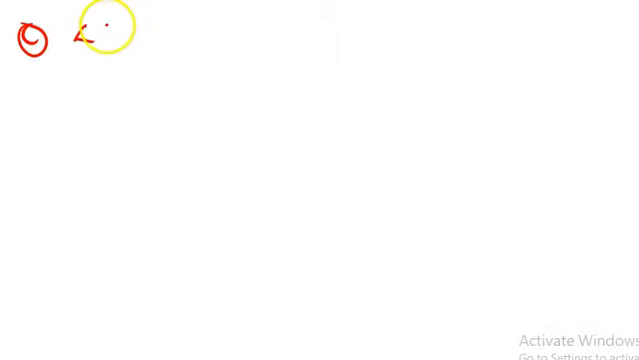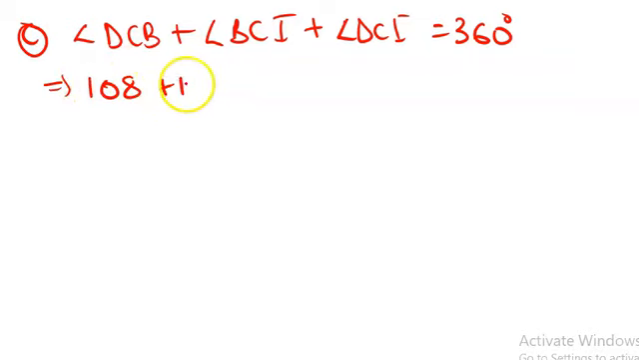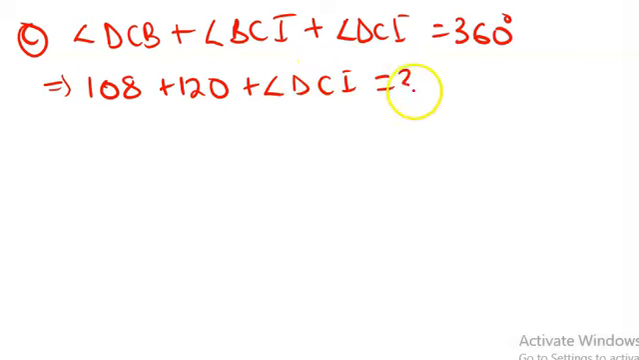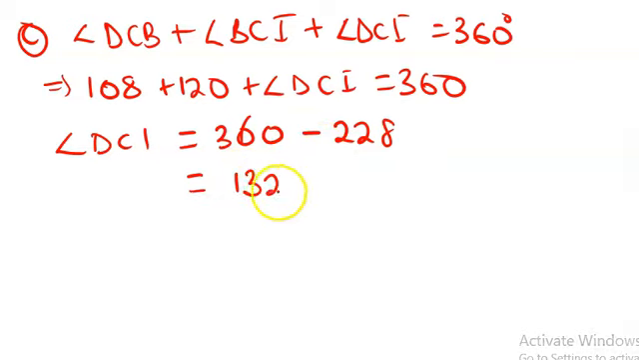So angle DCD plus angle BCI plus angle DCI should give us 360 degrees. So we have 108 plus 120 plus angle DCI is equal to 360. So angle DCI will now be 360 minus, when we put these two together, we have 228. So 360 minus 228 gives us 132 degrees.